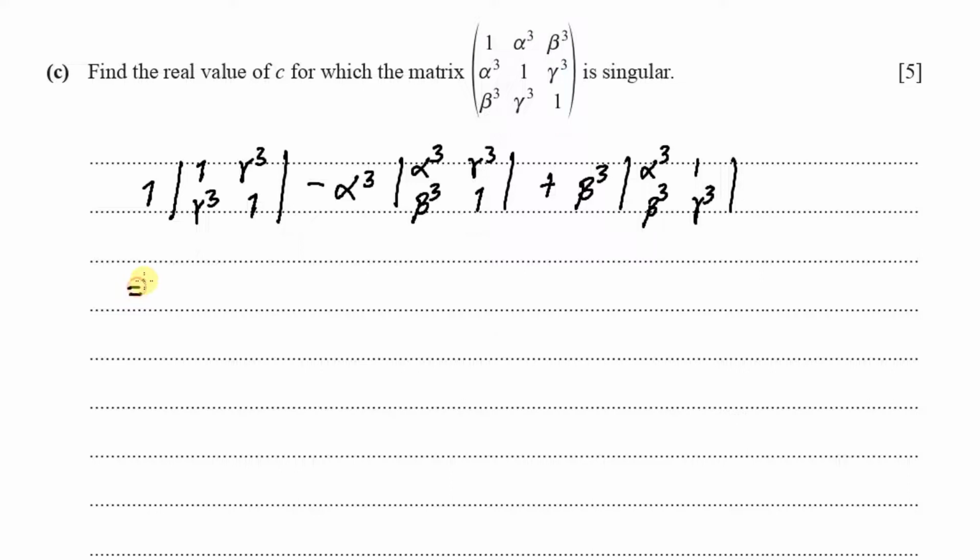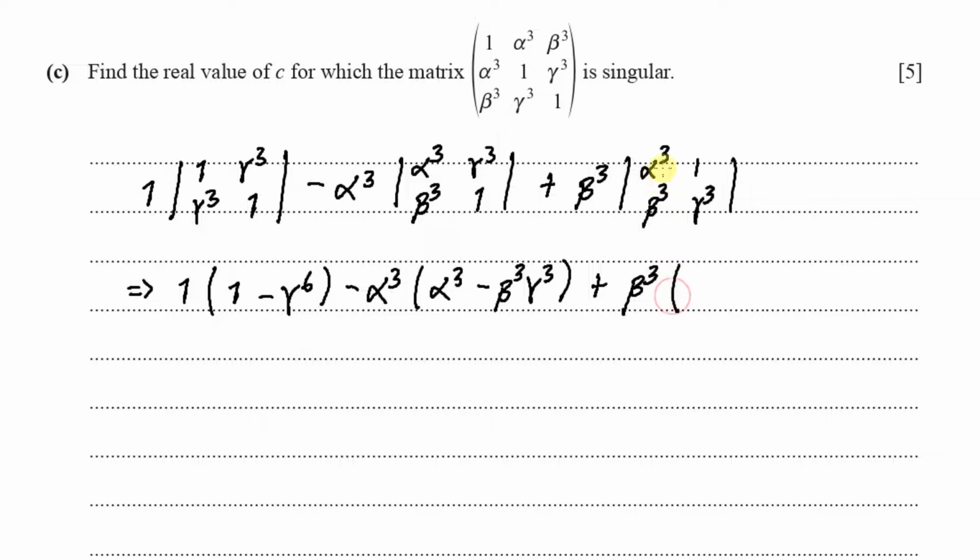So I can now simplify this. This is 1 of 1 times 1, that's 1, minus gamma cubed times gamma cubed, that will be gamma to the power of 6. And then that's minus alpha cubed of alpha cubed times 1, that's alpha cubed, and that's minus beta cubed times gamma cubed, that should be beta cubed gamma cubed, and that's plus beta cubed of alpha cubed times gamma cubed, that will be alpha cubed gamma cubed, and beta cubed times 1, that will be minus beta cubed. So let's continue simplifying.